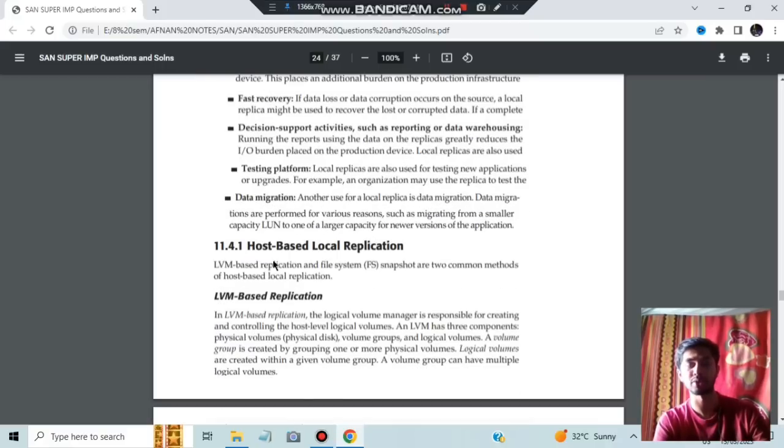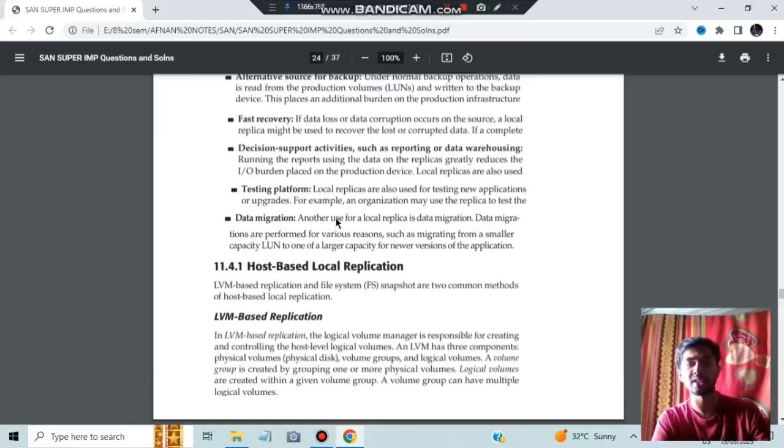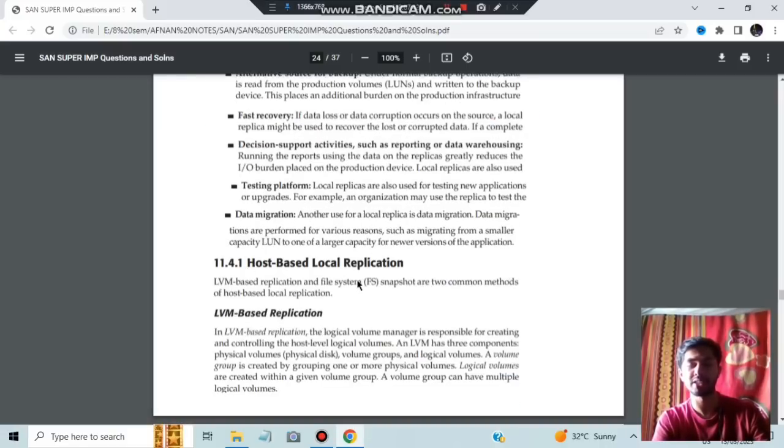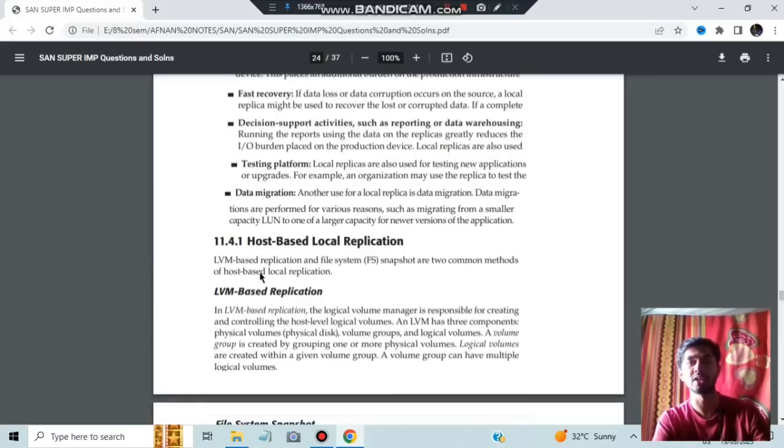There are three types of it: storage based, host based, and another one. Since they have asked about the storage and host based, let's focus on that. Here we have the LVM and file system snapshot, the two common methods for host based. Host based means there will be another host in which you will be storing the data.